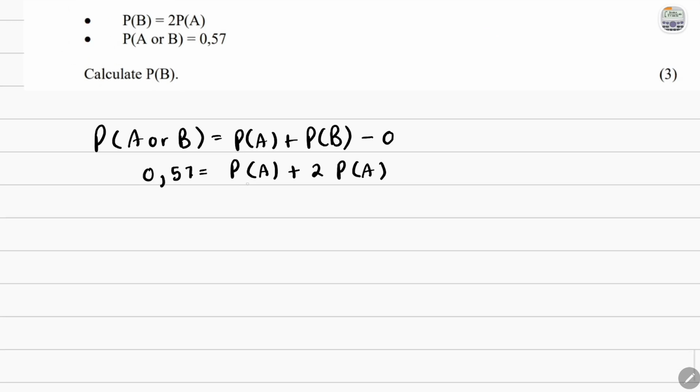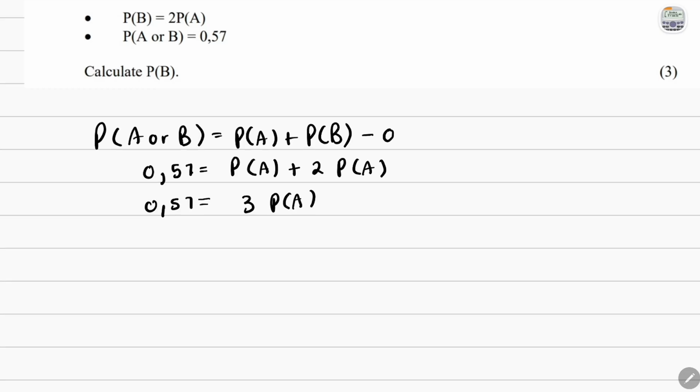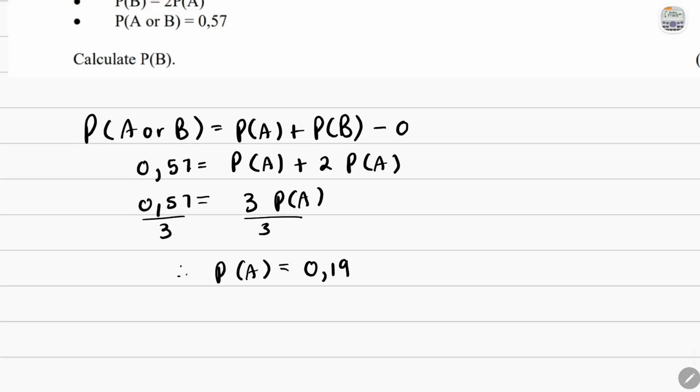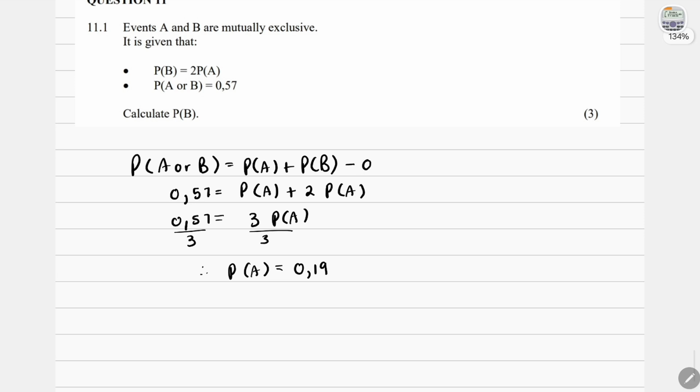So if you say probability of A plus twice the probability of A, it's just like saying x plus 2x. So that is 3 times the probability of A, and that's 0.57. Then we can just divide both sides of this equation by 3. Therefore, the probability of A is equal to 0.19. Okay, so 0.19. And now we can find the probability of B.